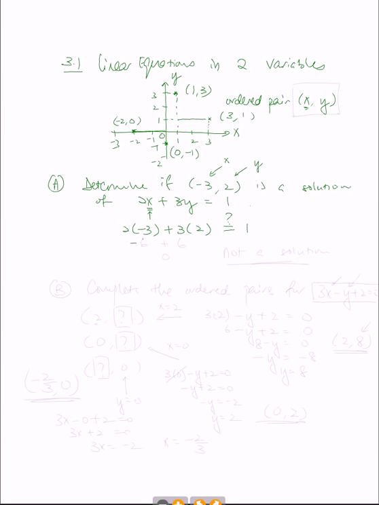2 times -3 is -6. 3 times 2 is 6, right? So -6 plus 6 is 0. So no, it's not 1. So it's not a solution. One way to ask you the question is where we give you a point and ask you to determine if it is a solution. Another way to ask you is, can you complete the ordered pair?